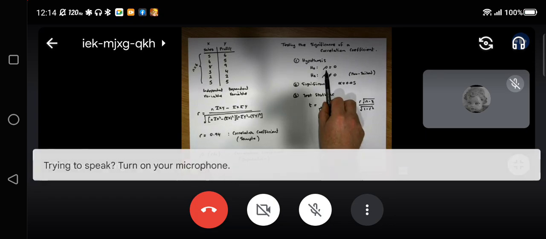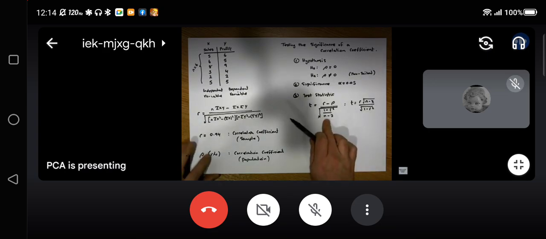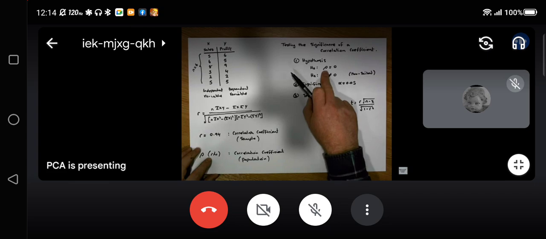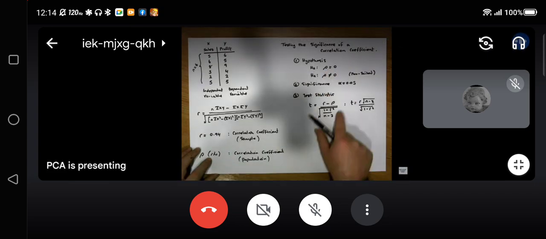...is that the population correlation coefficient is equal to 0. Okay? But what we can actually do is hypothesize the population correlation coefficient to be any value, in which case this particular statistic allows us to do the calculation.